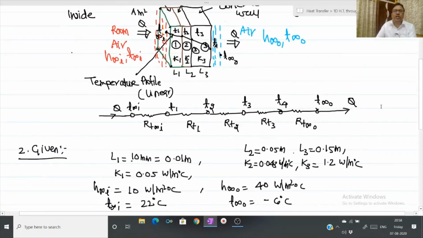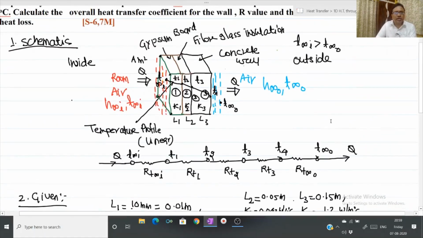Now, in order to calculate all these parameters, first we have to assume the heat transfer rate through the hot fluid film layer, gypsum board, fiberglass insulation, concrete wall, and cold outside air is one-dimensional steady state condition. We are considering heat transfer only in one direction. So as a consequence of this, what will be the result? Heat transfer rate through all these 5 layers will be same.